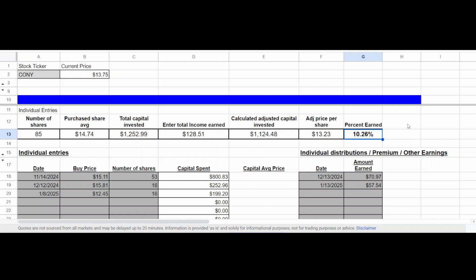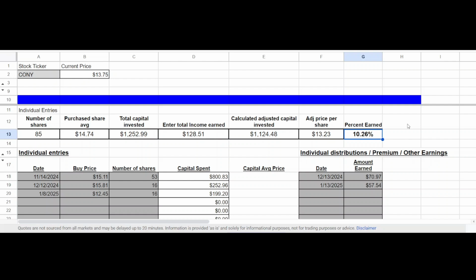I haven't been in this one very long. About mid-November, it looks like, is my first time getting into CONY. I know a lot of you have been in CONY for a while, and you have received back your amount of capital. So congrats to you if that's the case for you. But for me, I haven't been in very long, but I am working to try to keep that average price per share under the current price.